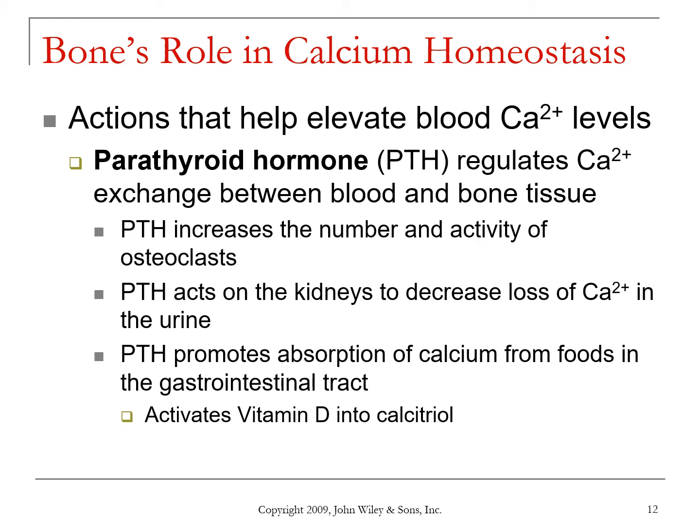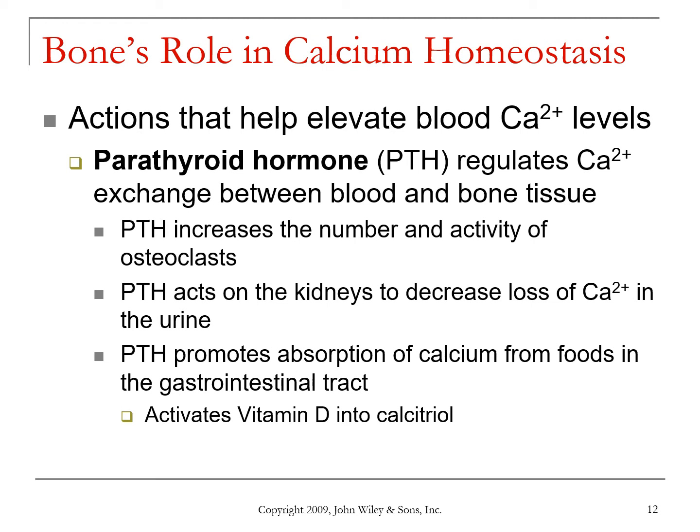The second target of parathyroid hormone are the kidneys, where parathyroid hormone promotes the reabsorption of calcium from the urine filtrate back into the blood so that less calcium is lost in the urine and it is retained in the body. This also helps to raise and maintain blood calcium levels.